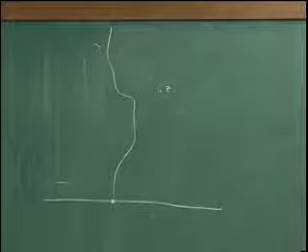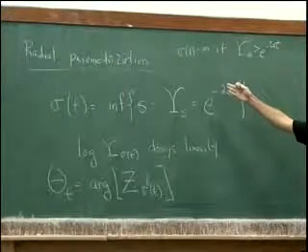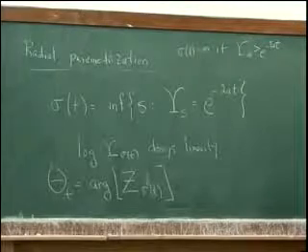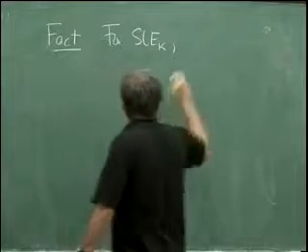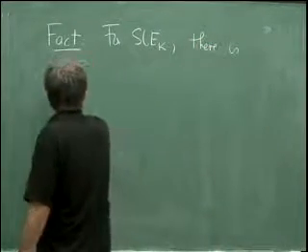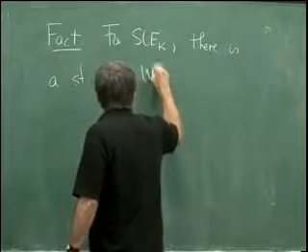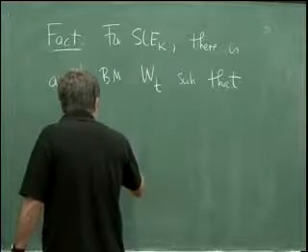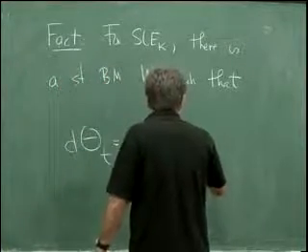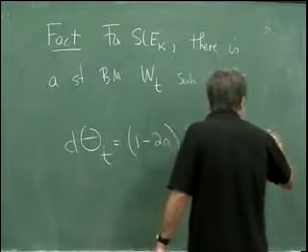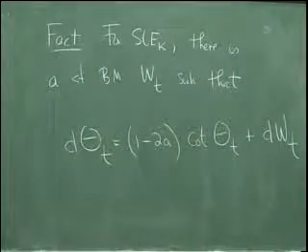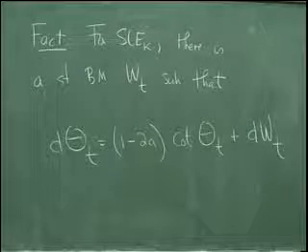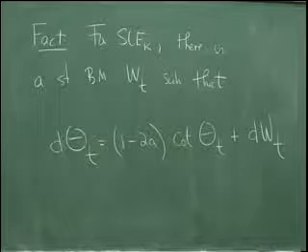And then the fact, and why I chose the minus 2a in there. Fact. Okay, I didn't say anything about the distribution here at all. I mean, that's just a Loewner equation. But for SLE kappa, there is a standard Brownian motion, which I'll call W_t, such that d theta t equals (1 minus 2a) cotangent theta t dt plus dW_t. So the minus 2a was chosen so that W would have variance 1 at that point.